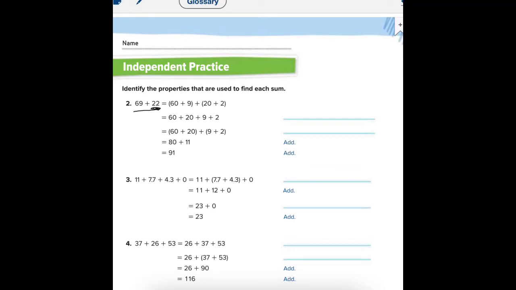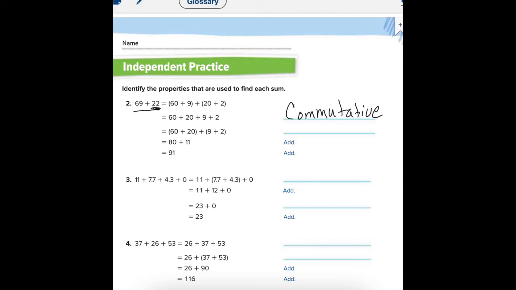And so that is a commutative. One of these days I'll say it right. Commutative. Oh, that's going to be my death sentence.